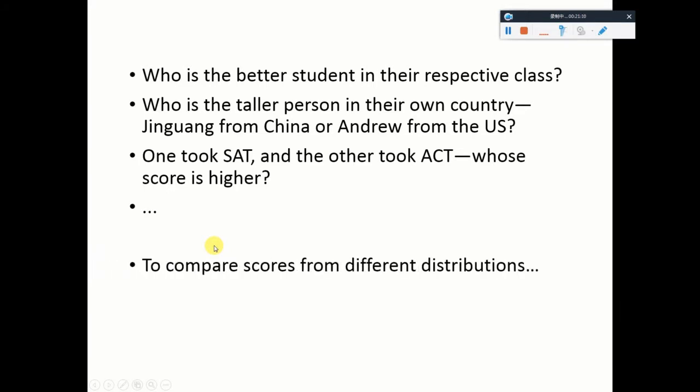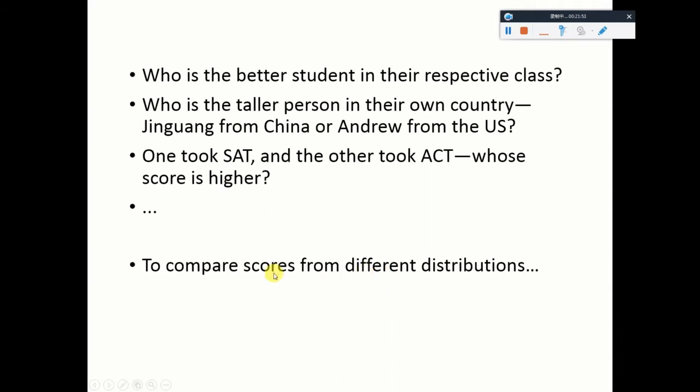So, at a more general level, whenever we are comparing scores from different distributions, whether better students in terms of examination scores, or height, or SAT and ACT, which obviously produce scores, we can imagine different classes have different kinds of distributions, right skewed, left skewed. And obviously from different countries, we have different distributions for height or any other feature you're interested in. And ACT and SAT also have different distributions in terms of their score.